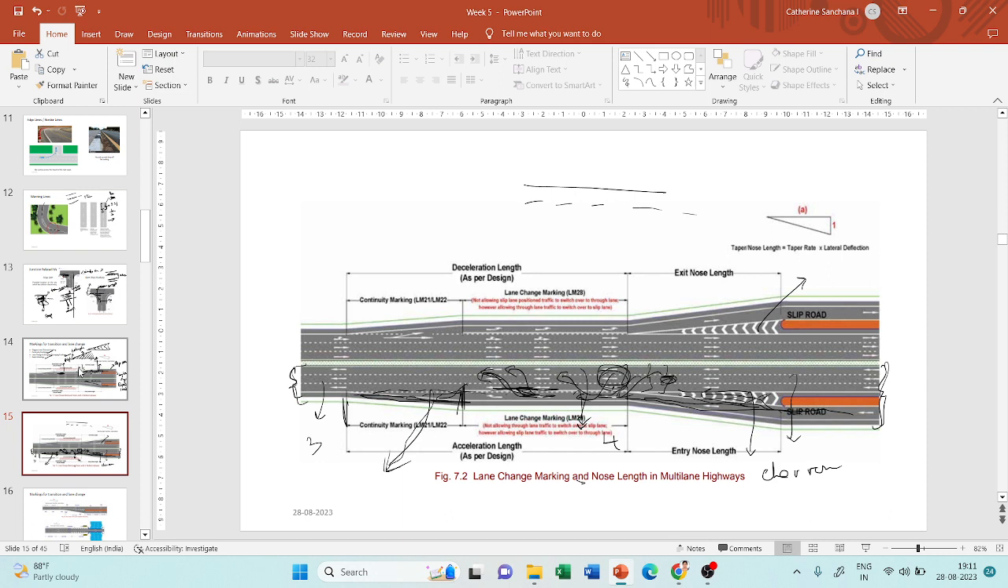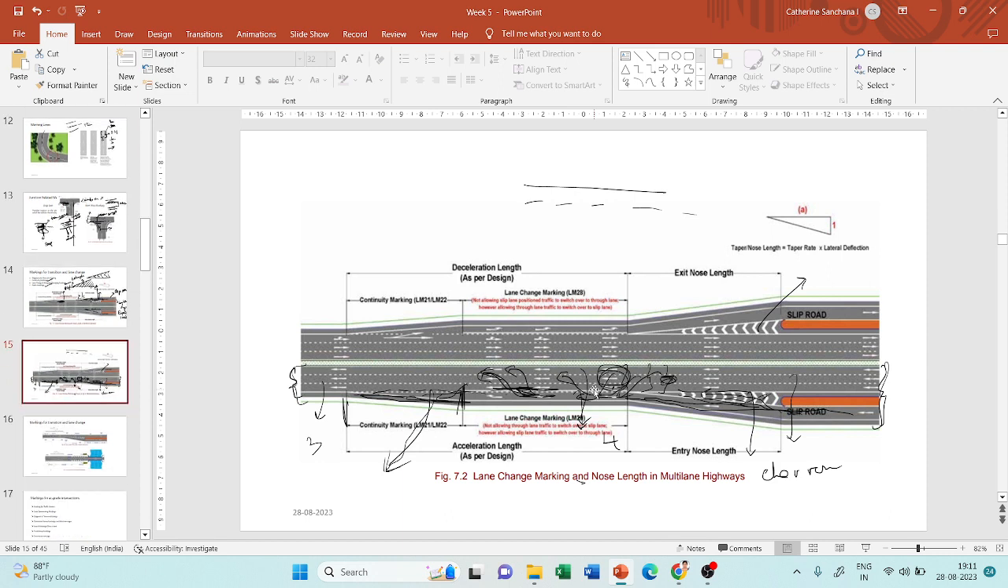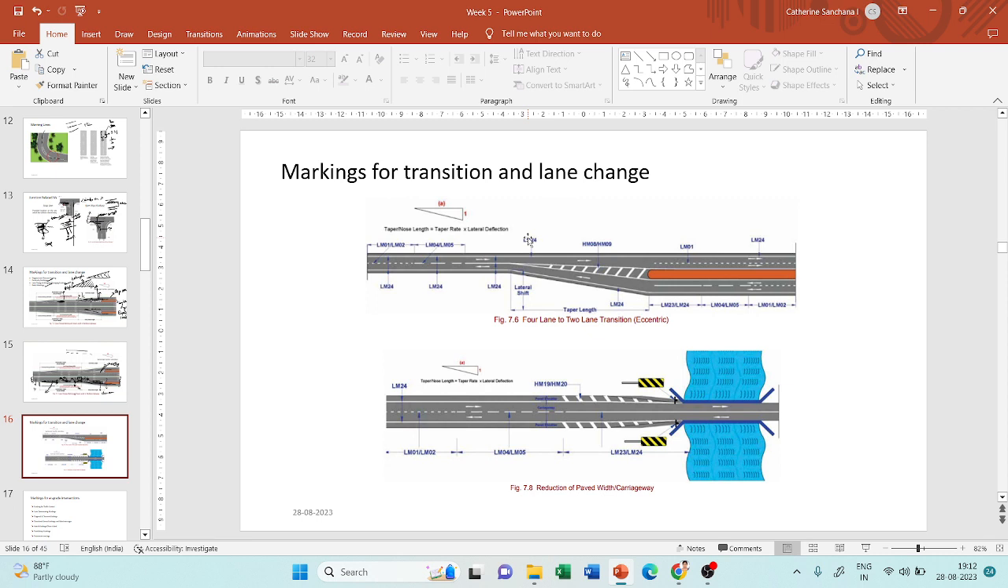And let us see merging and diverging. So this will also help in merging and diverging. And if you see here, this also helps in merging. So this you can call it as diagonal marking, or it also helps in merging and diverging.